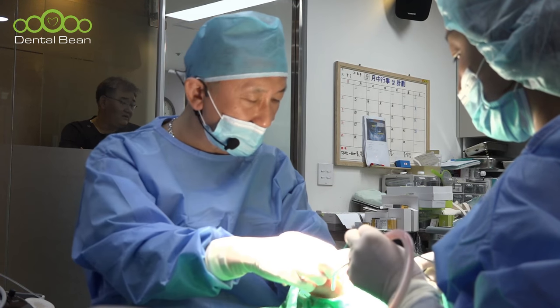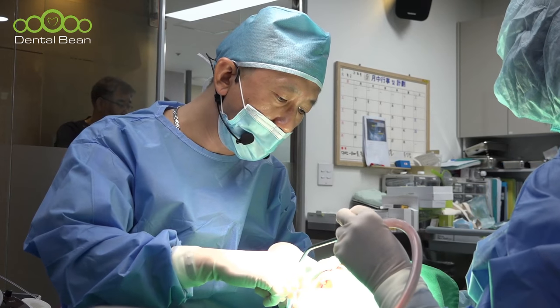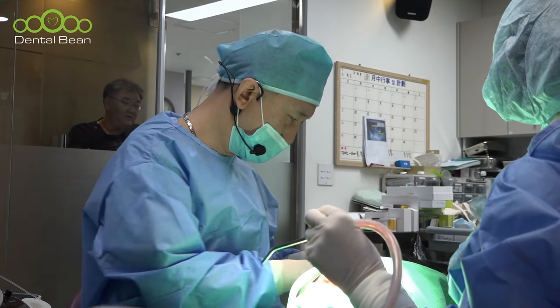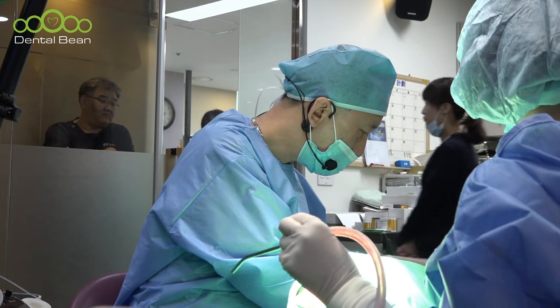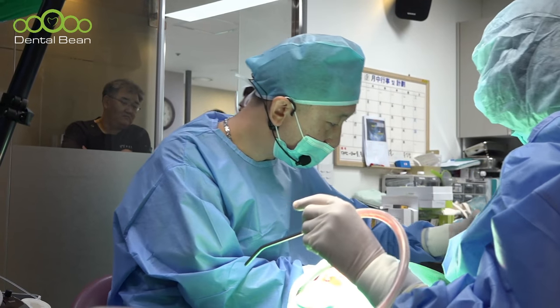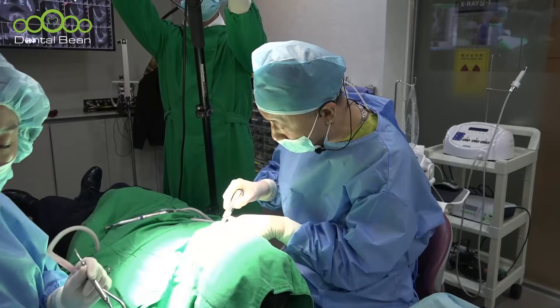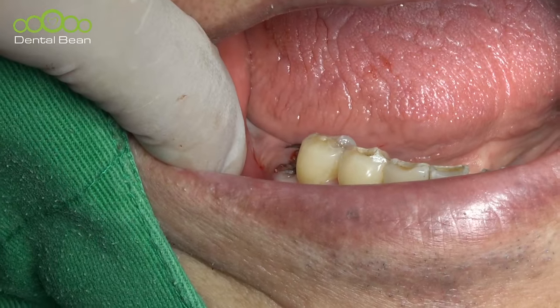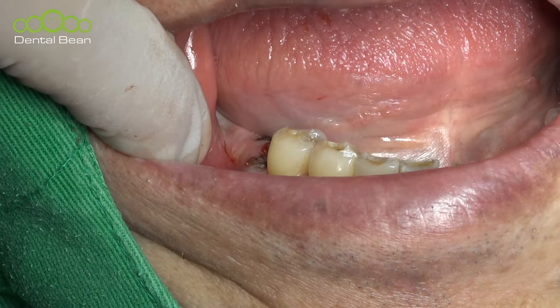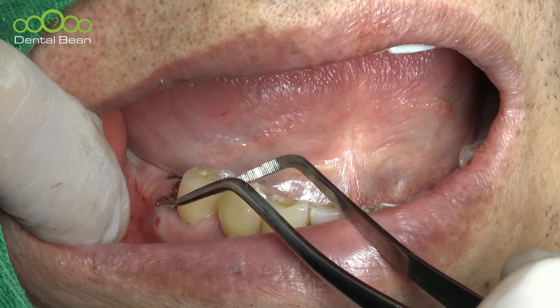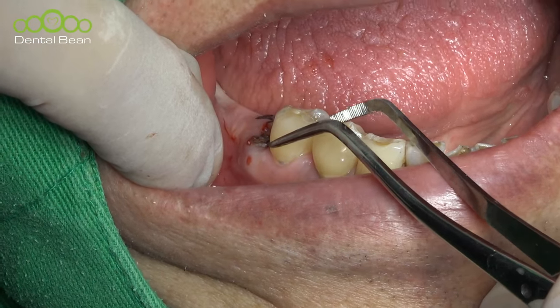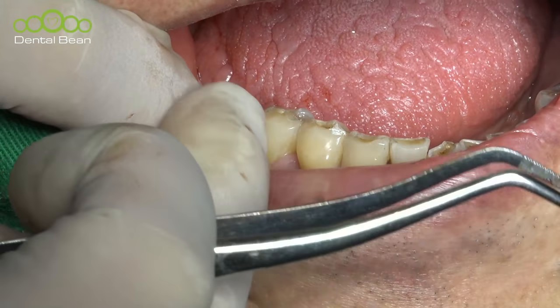Okay, lower right side, one root rest. Extraction first. So you have to check the adjacent tooth mobility. So the second premolar is stable. So you can use that as a fulcrum.